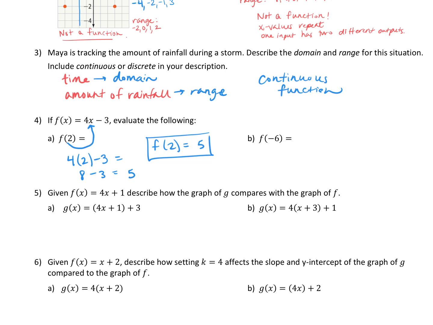All right, next one, same idea, f of -6. We're going to go to our f function and plug in a -6 for the variable. So we're going to do 4 times -6 minus 3. 4 times -6 is -24. Carry down the minus 3. And -24 minus 3 is -27. So f of -6, again just a label, equals -27.